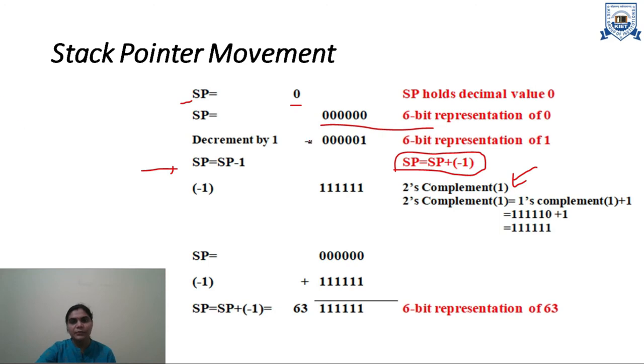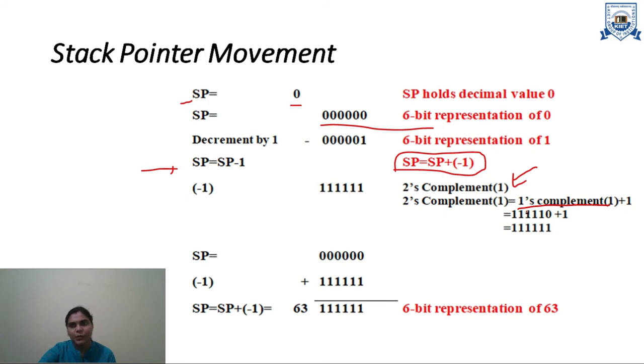We have the plus 1 representation: 0, 0, 0, 0, 0, 1. First, we will calculate the 1's complement to get the 2's complement of 1. For 1's complement, we will flip the bits. Flipping the bit means if 1 is there, we will make it 0, and then 0 will be made 1.